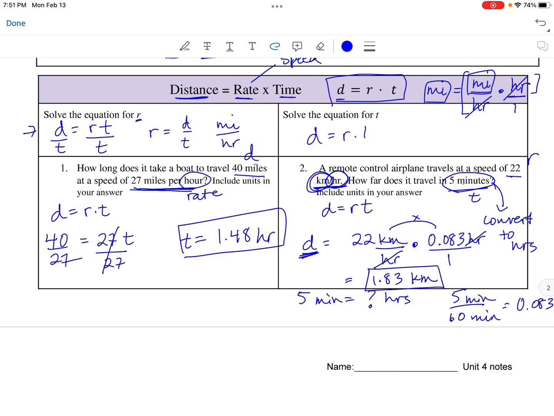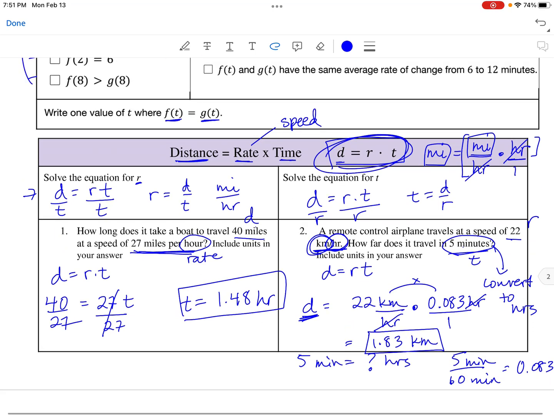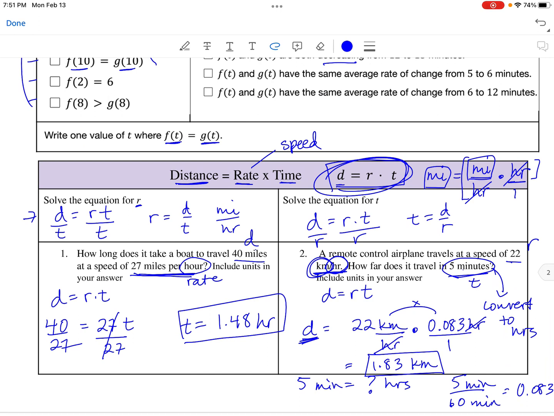We can solve this, d equals r times t. We can solve for t by dividing both sides by r, so you could also say time equals distance divided by rate. Now notice, distance equals rate times time is also a linear equation in the form of y equals mx plus b, the slope. So our y is distance, and that makes sense, like on the other page, the y-axis is distance.